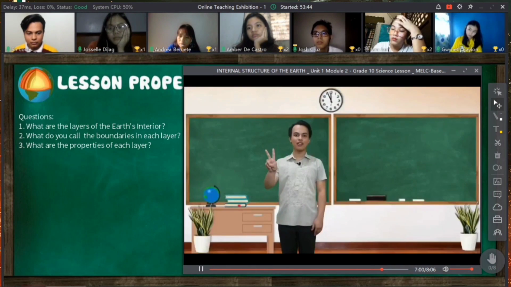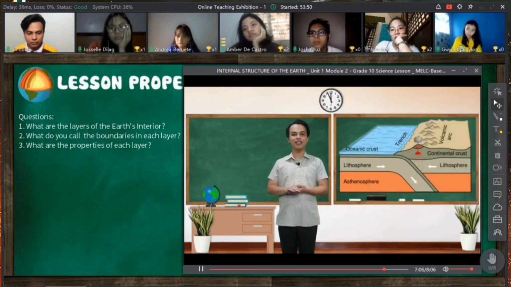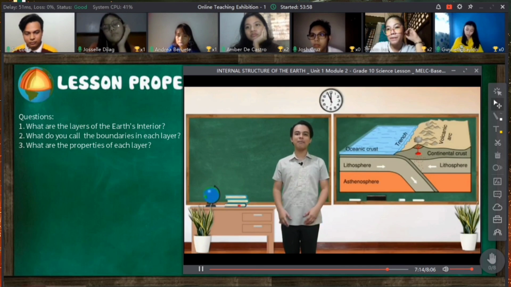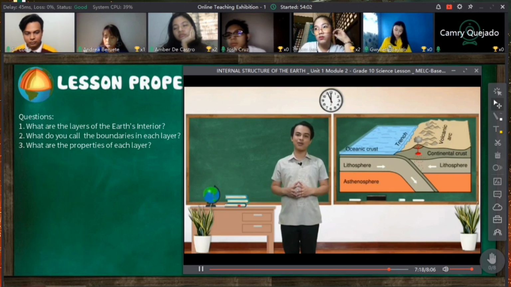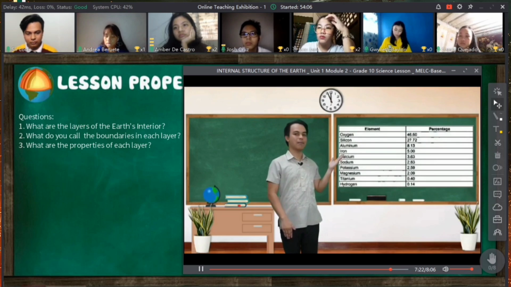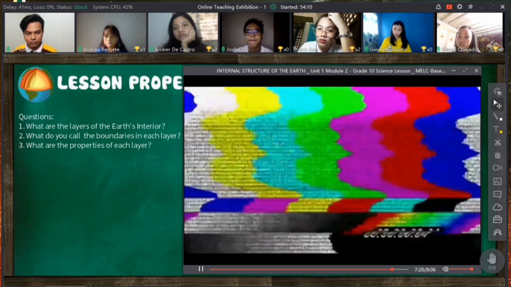Ang crust ay mayroong dalawang layers. Ang upper layer which is composed of granite na makikita lamang sa continental crust at ang sumunod na layer naman ay gawa sa basalt na makikita sa oceanic crust at continental crust. Kung ipaghahambing ang bigat ng oceanic crust at continental crust ay mas mabigat ang oceanic crust. Narito naman ang table na nagpapakita ng percentage ng mga elements na makikita sa ating crust.